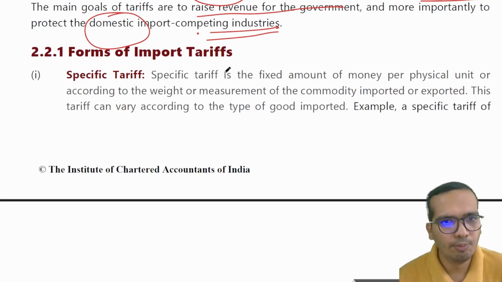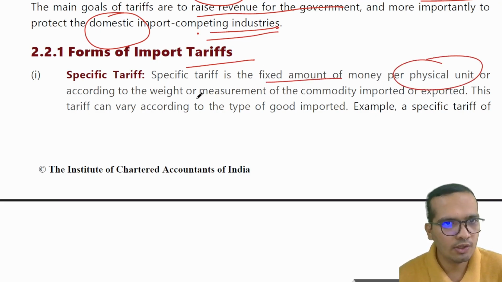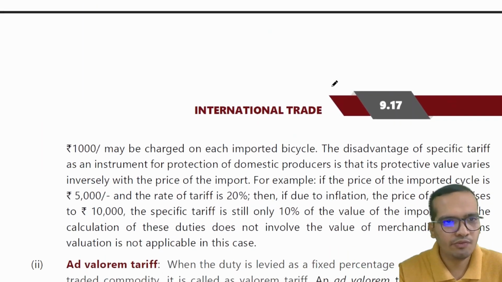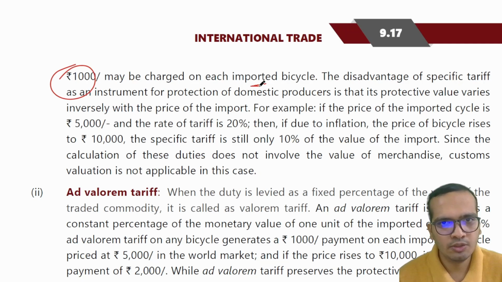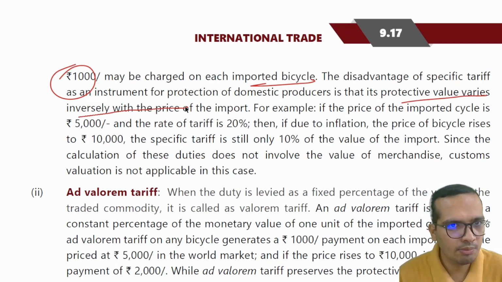Then we have forms of import tariff. First is specific tariff. Specific tariff is a fixed amount of money per physical unit or according to the weight or measurement of the commodity imported or exported. This tariff can vary according to the type of good imported. Example, a specific tariff of say rupees 1000 may be charged on each imported bicycle. The disadvantage of specific tariff as an instrument for protection of domestic producers is that its protective value varies inversely with the price of the import.